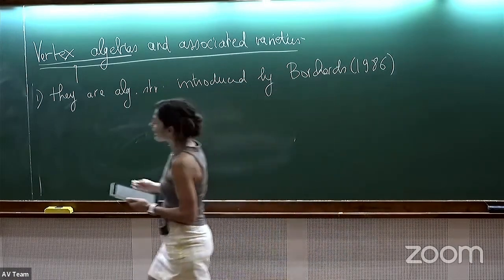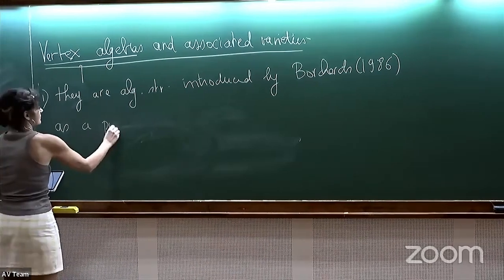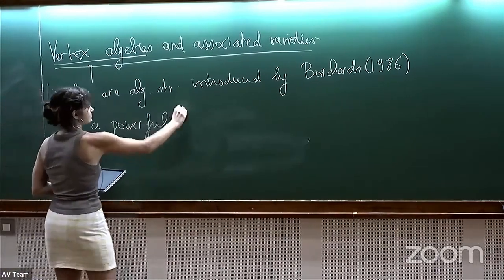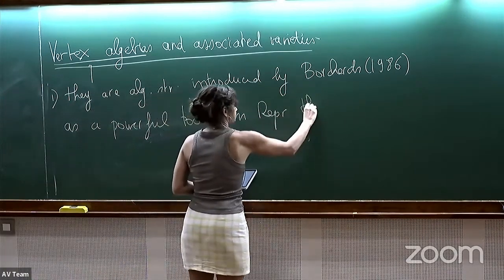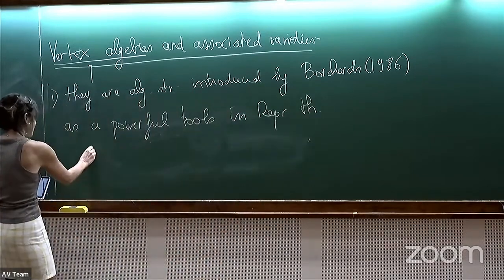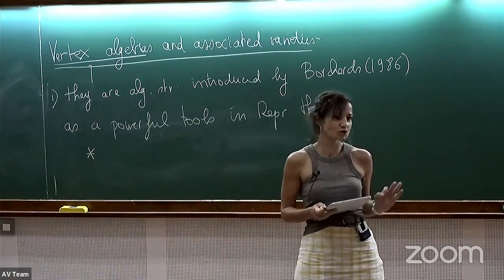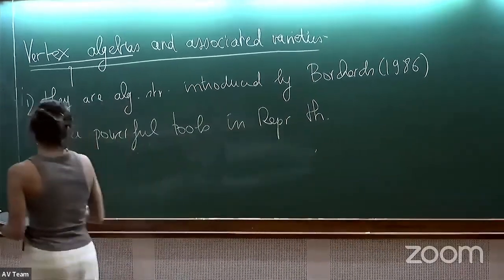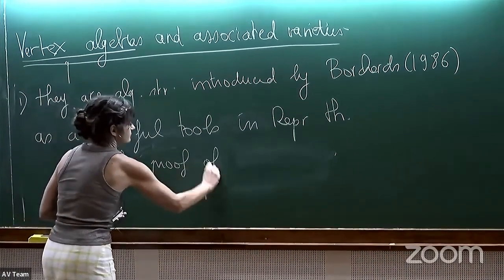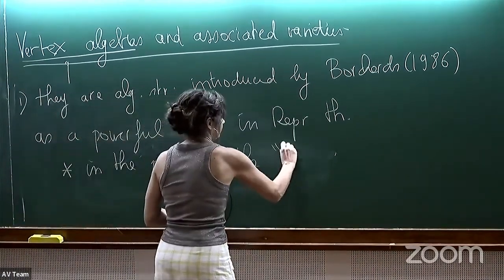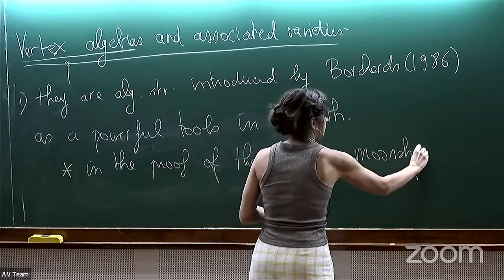So you can see them as a powerful tool in representation theory. For instance, they appear in a crucial way in the proof of the so-called monstrous moonshine conjecture formulated by Conway and Norton.